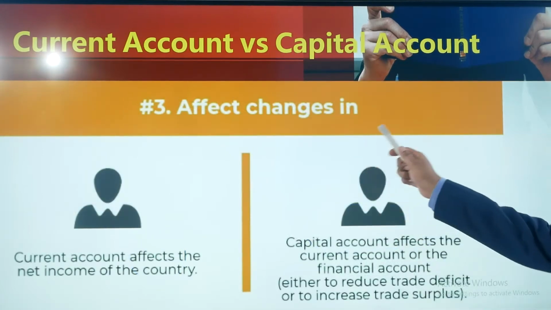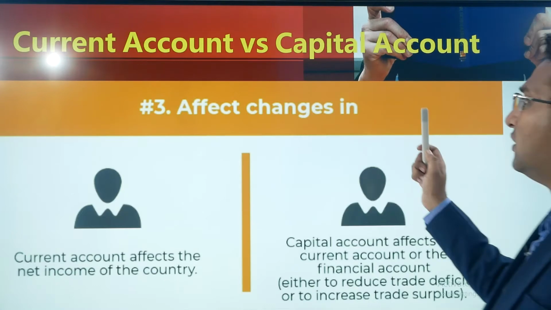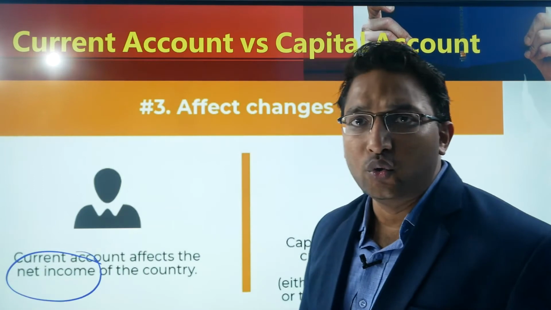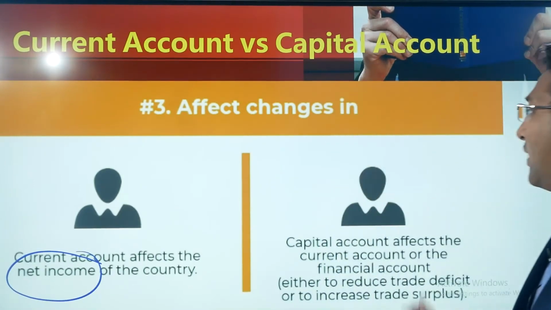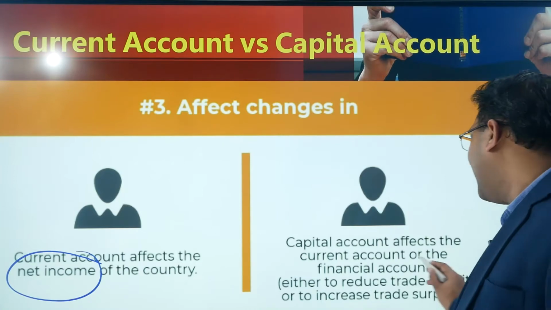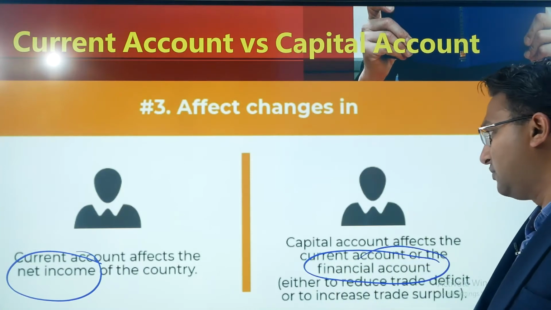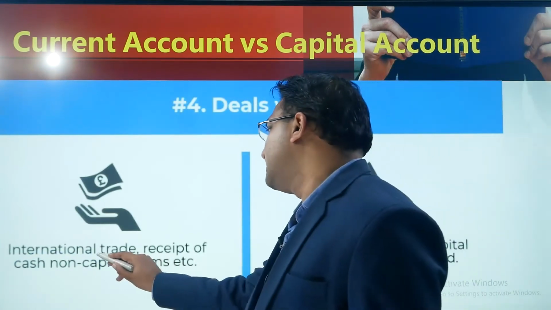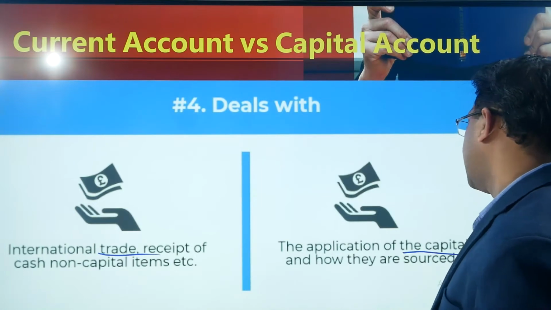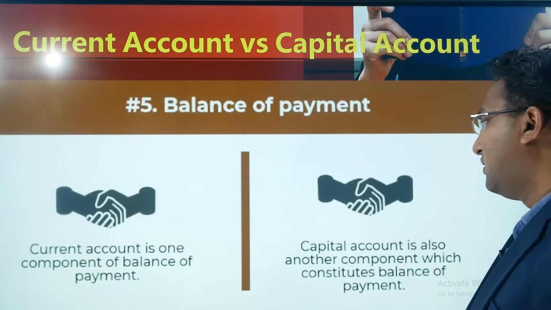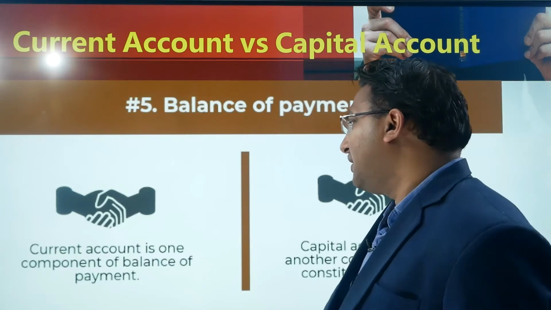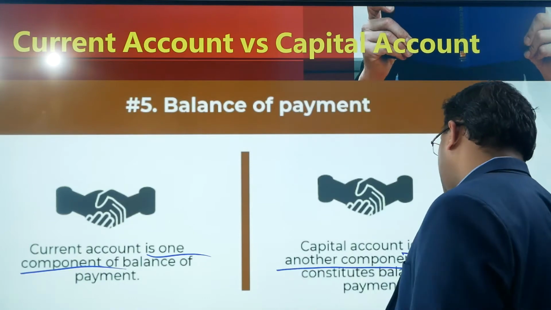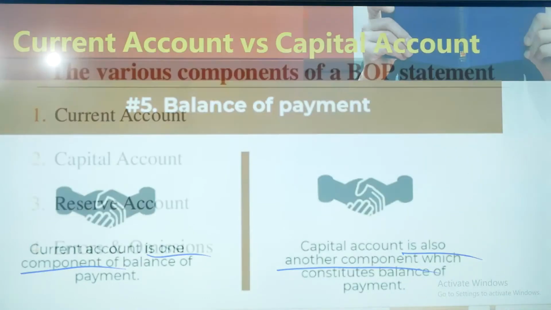Next, the effect of changes. So what is the impact of current account? It impacts the net income. As I already told you, current account impacts the income and expenditure. What is the impact of capital account? It impacts the financial account, or it impacts the balance sheet. It deals with trade receipts and it deals with the capital receipts. Balance of payment, what is the impact? Current account is one component of the balance of payment, and this is also another component of the balance of payment, right? So in this case there is a similarity.